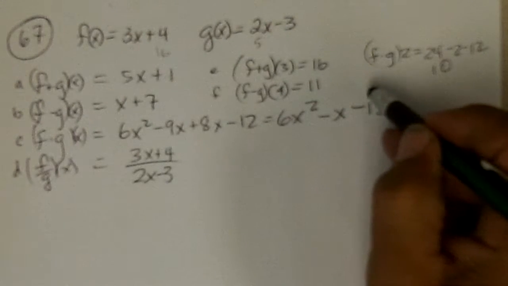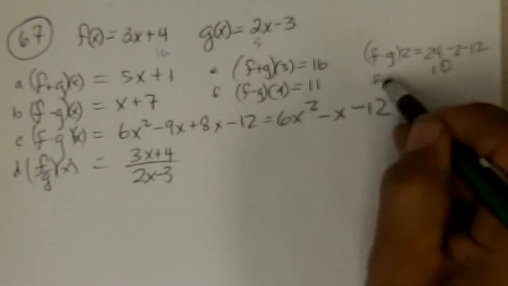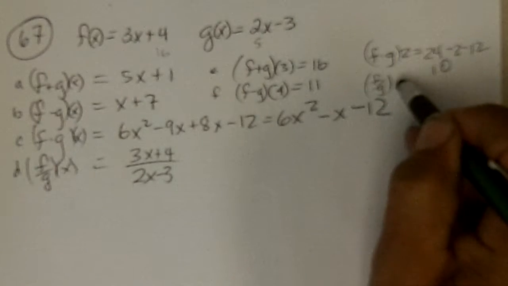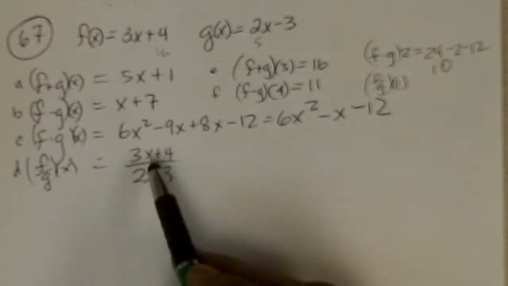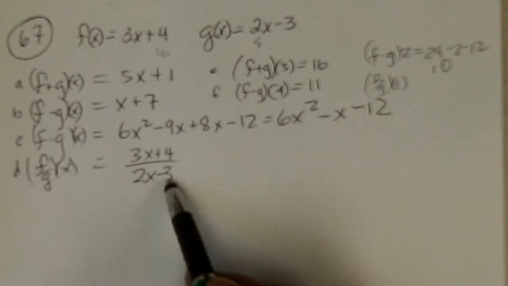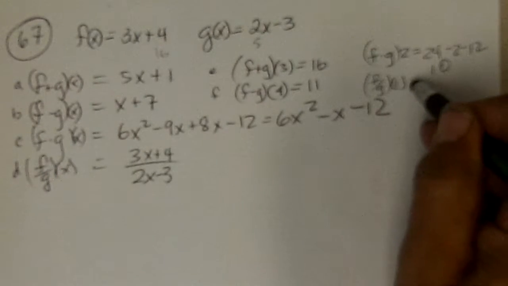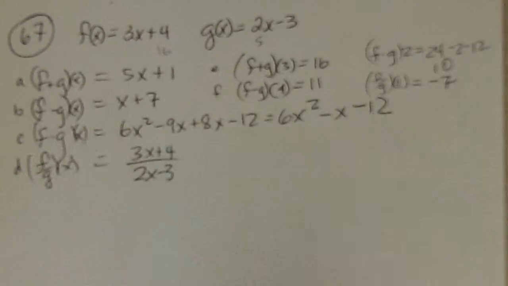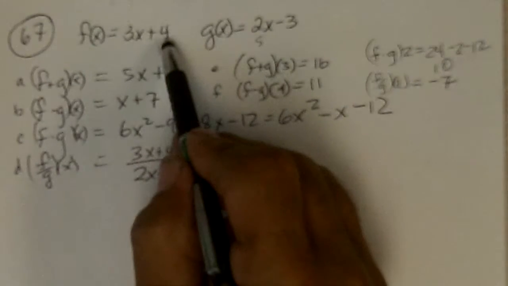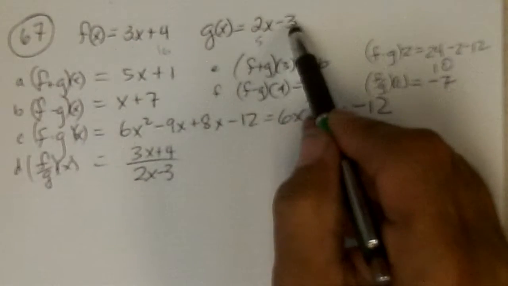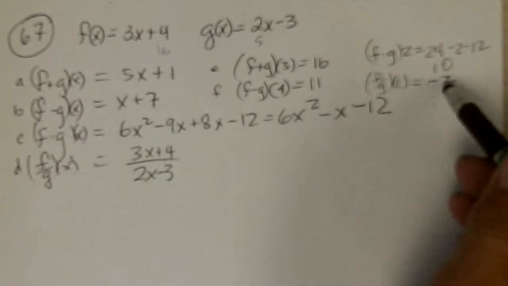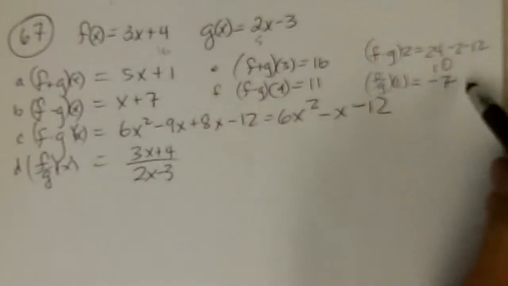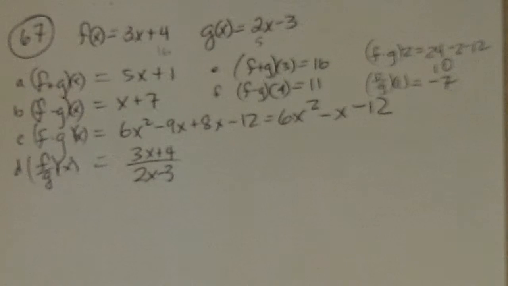And finally, f divided by g of 1. Well, I put 1 in there and I get 7 over minus 1, which is negative 7. Or I can put 1 in here and get 7, and 1 in here and get minus 1, and that divided by that is negative 7 divided by 1, negative 7. That's 67.